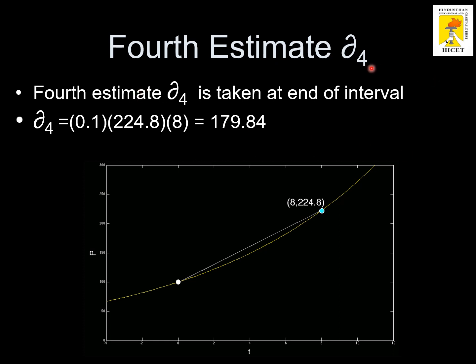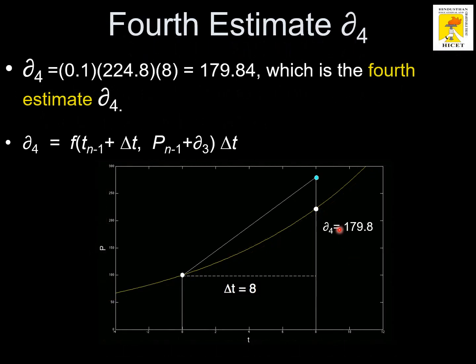The next, fourth estimate dou 4, is taken at the end of the interval. Dou 4 is 0.1 into 224.8 into 8, that is 179.84. The representation graph indicates dou 4 is 179.84, the fourth estimate. And delta t is 8 here. So dou 4 equal to function of Tn minus 1 plus delta t, comma Pn minus 1 plus dou 3 into delta t.